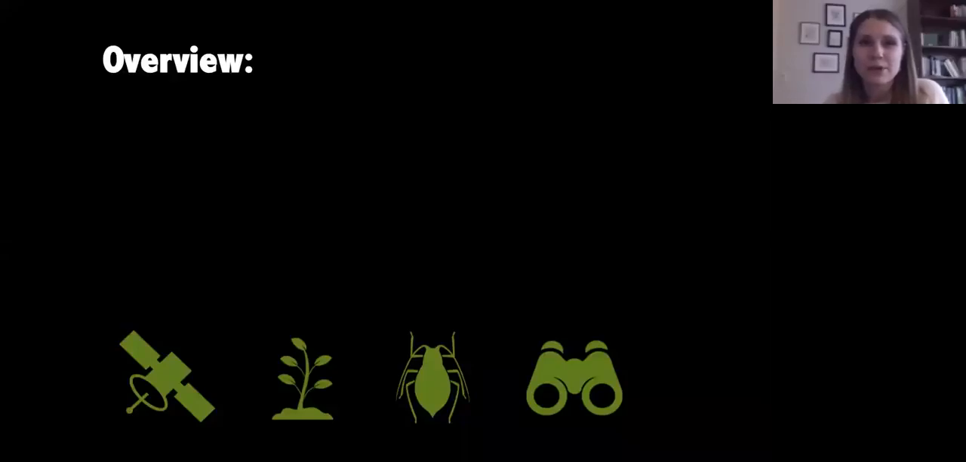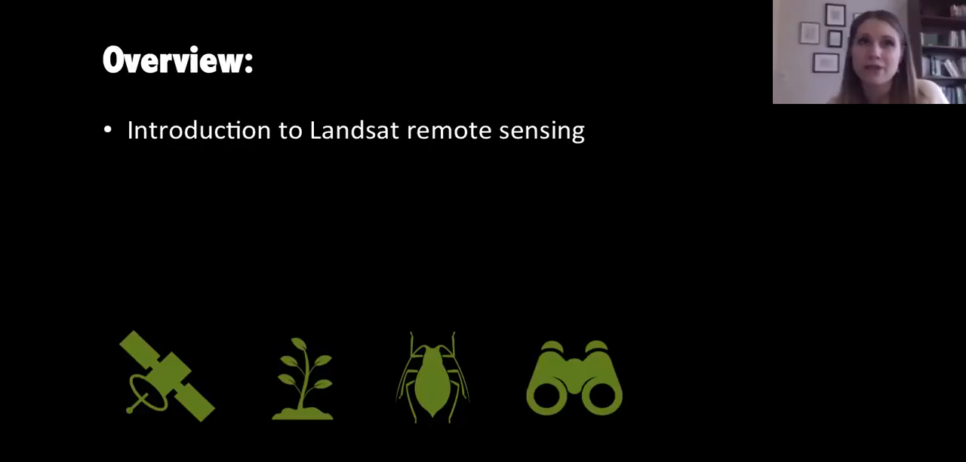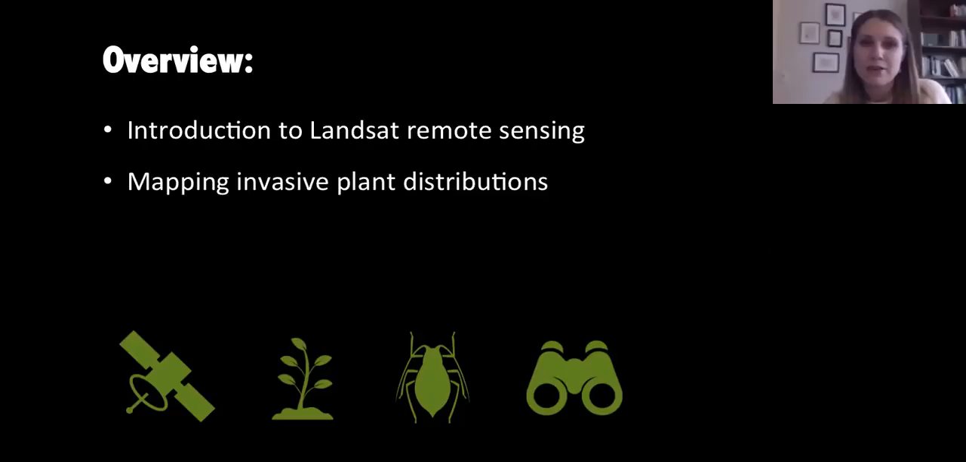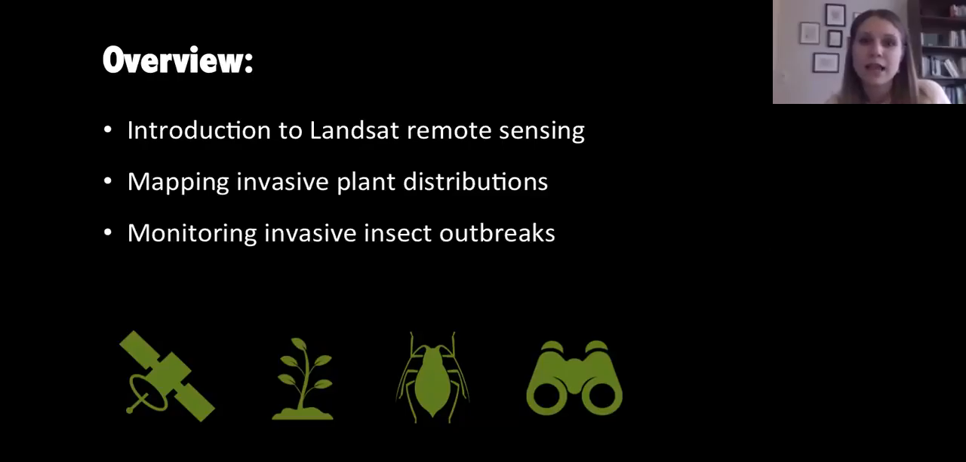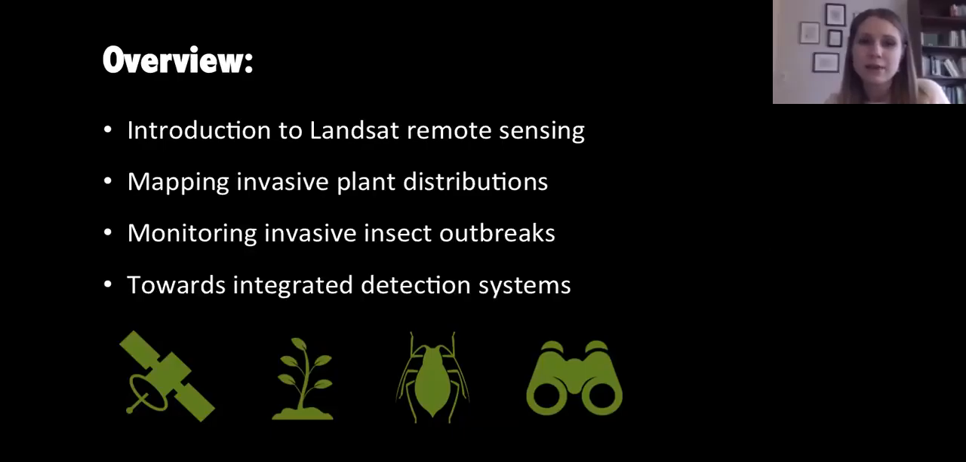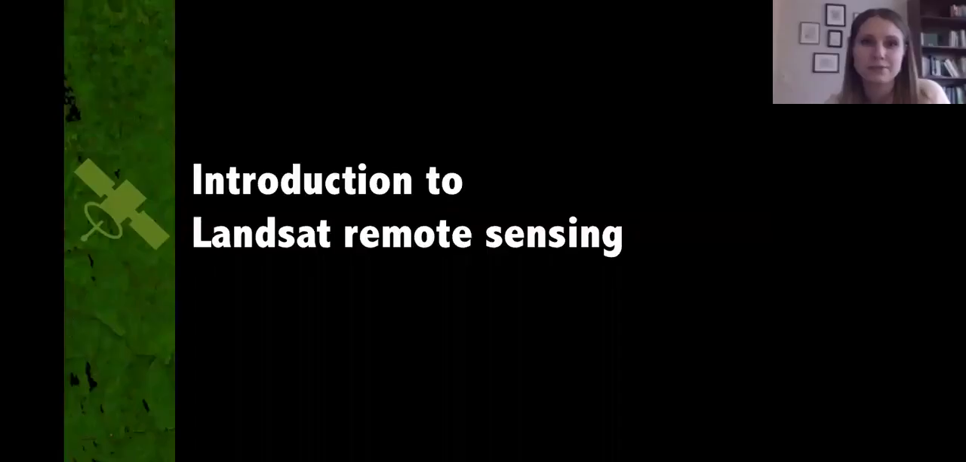So to start, I'm going to give a quick overview of what's going to be covered in this webinar. Since this talk is focused on using Landsat time series data, we're going to begin with a brief overview of Landsat remote sensing. After that, we're going to move into some examples of mapping invasive plant distributions and invasive insect outbreaks using time series. And finally, I'm going to end with a brief discussion of how field data collection could be designed to better support remote sensing analysis and move towards integrated detection systems.